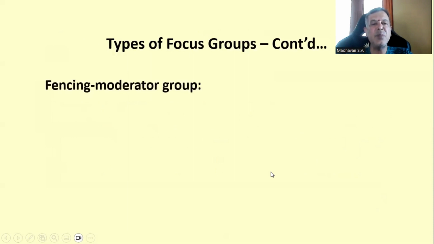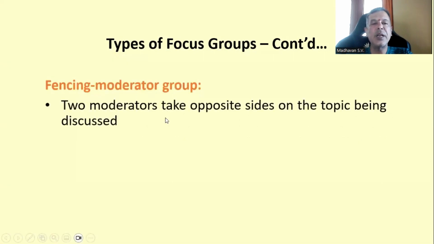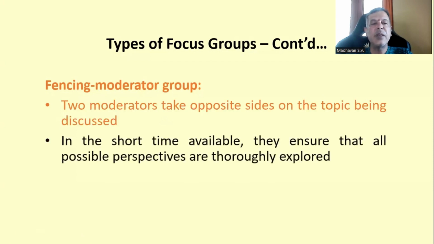Next is fencing moderator group. Fencing, here it is about the sword fighting, what we used to see, that is fencing. That means there will be two groups. Each group will have one moderator in that. So two moderators take opposite sides on the topic being discussed. In the short time available, they ensure that all possible perspectives are thoroughly explored.